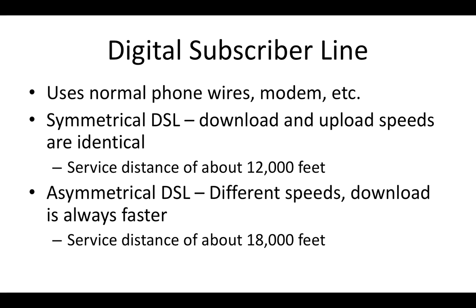With DSL, it's just using normal phone wires coming into your house. So there's two types of DSL that I wanted to talk about. We have symmetrical DSL, where we have the same download and upload speeds. So maybe something you'd see similar to a T1. And asymmetrical DSL, where we have different download speeds. So typically your download speed is going to be faster than your upload speed. Very common to what you see with cable.